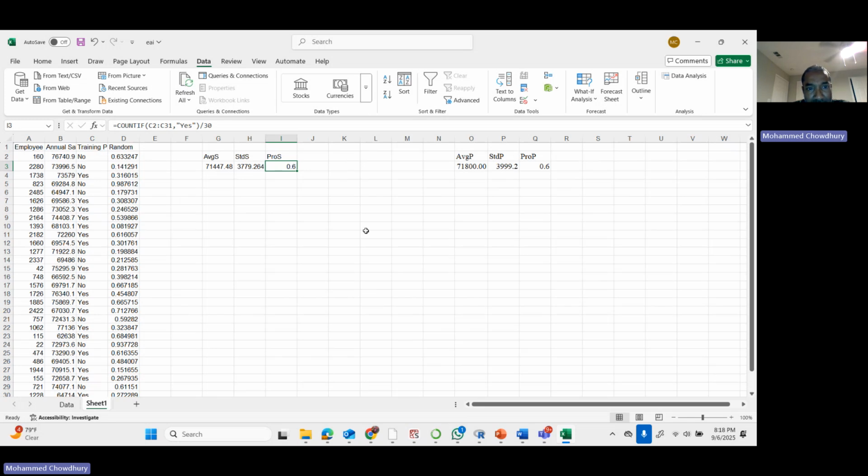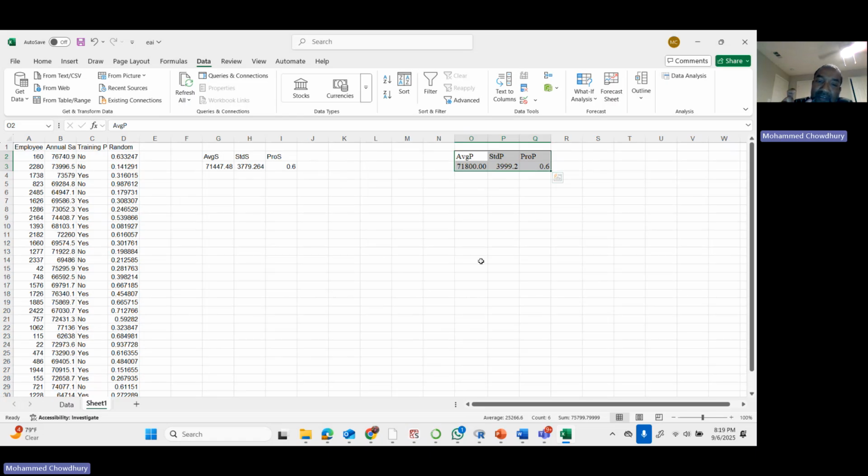Now see that one. So the sample proportion is exactly equal to the population proportion. And then the standard deviation from the sample is 3779. Population standard deviation is 3999. Population average is 7100.800, and sample average is 7100, like this. So these are called the point estimate. This is called the point estimate obtained from a sample of size 30, and this is a population point estimate.